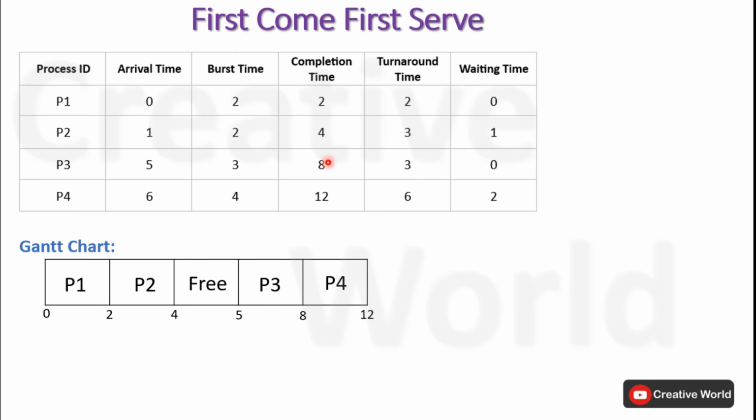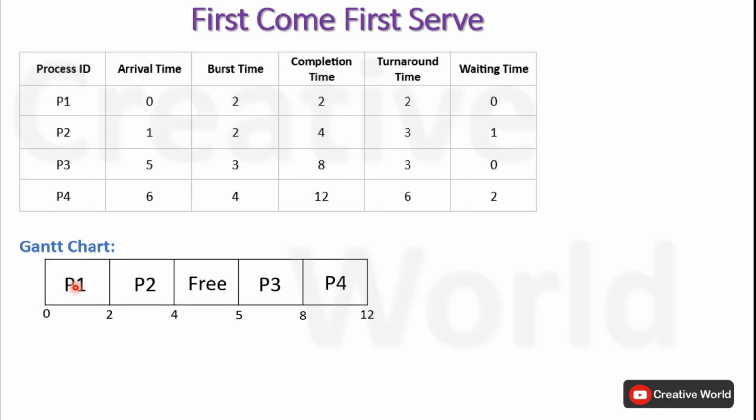Now we will calculate these 3 times from this developed Gantt chart. First of all, completion time will be calculated. We know that the completion time is that time of CPU at which a process is completely executed.